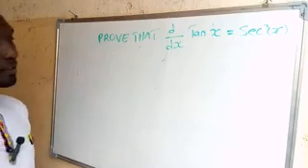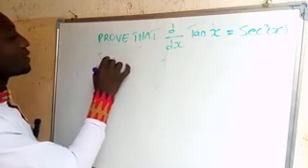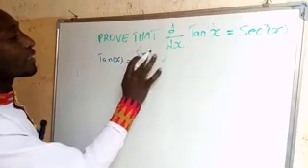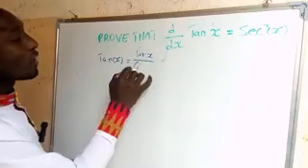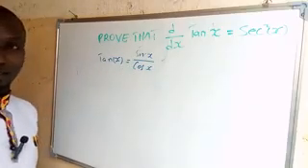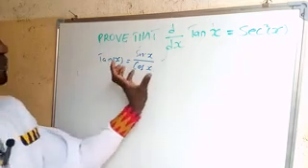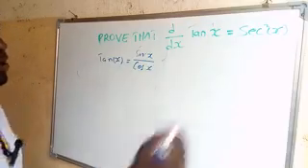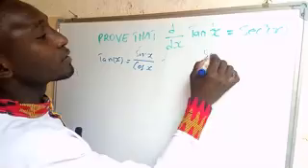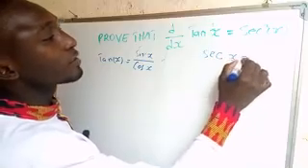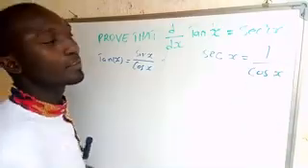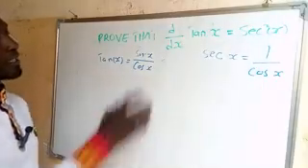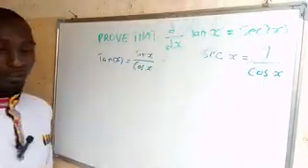Now, what is tan x? We know that tan x is equal to sin x over cos x, right? So we are going to work from this place here to get the derivative of sin x over cos x. Then also we know that sec x is equal to 1 over cos x, right? So these are the identities we are going to use to prove that the derivative of tan x is equal to sec squared of x.